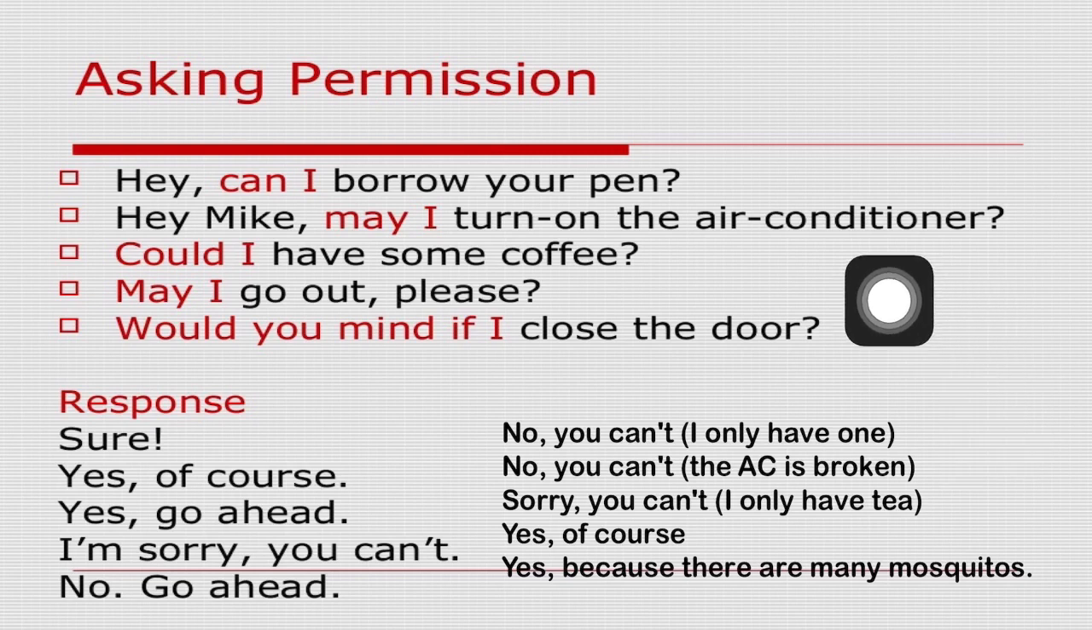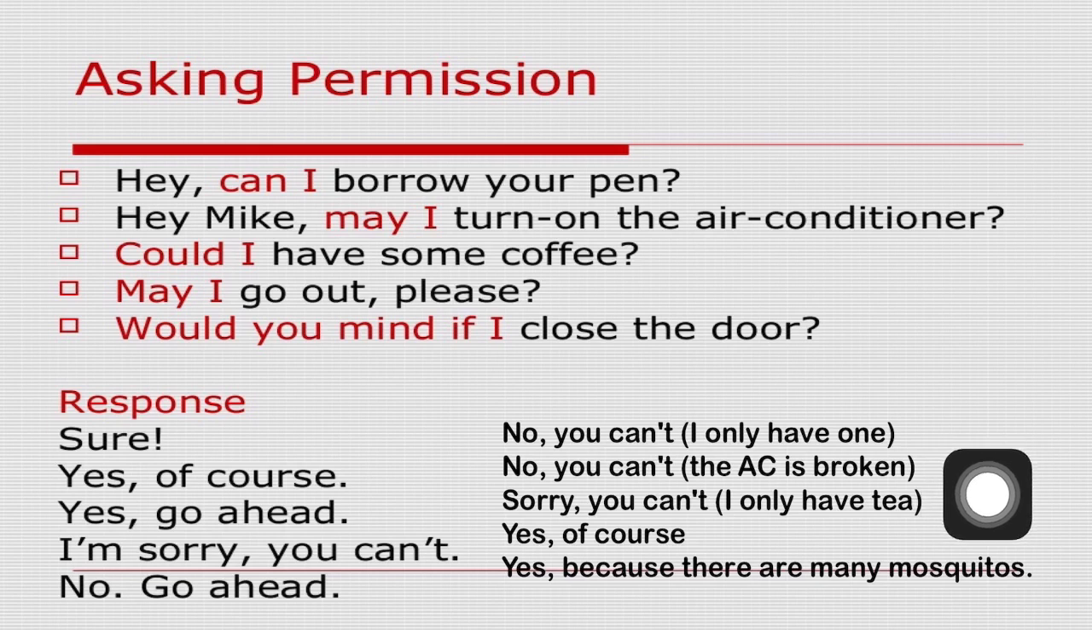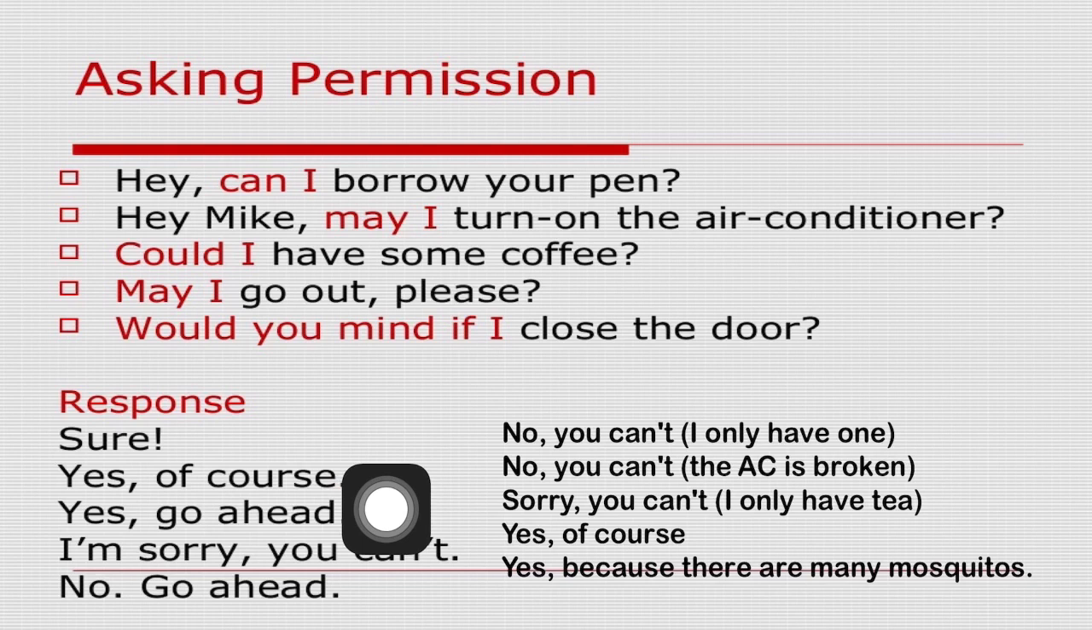Next, could I have some coffee? Yes of course, for positive. Or negative, you can say sorry you can't. Next, for example, may I go out please? You can answer, if yes, yes go ahead, or if no, I'm sorry you can't.